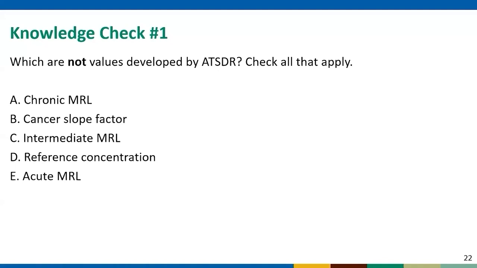Okay, so how did you do? The correct answers are B, cancer slope factor, and D, reference concentrations. These are values developed by EPA rather than ATSDR.